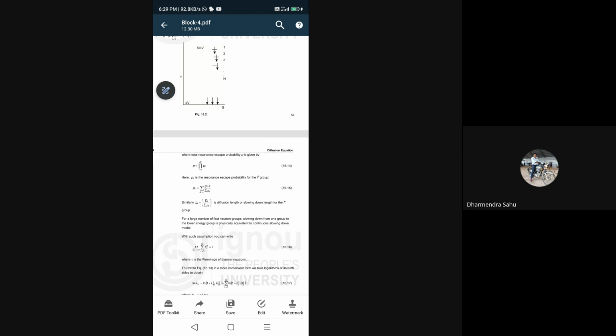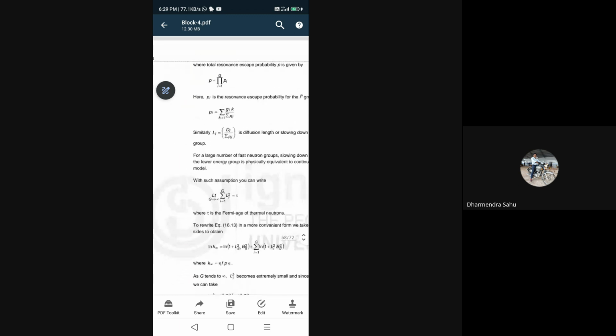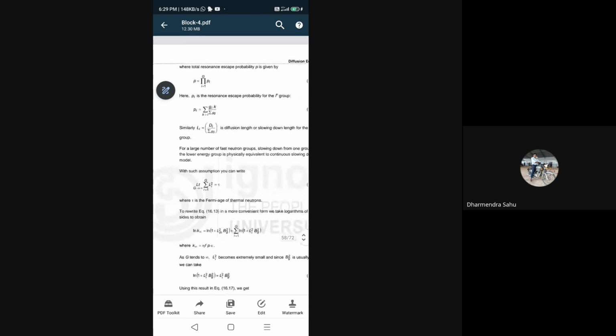For a large number of fast neutron groups, slowing down from one group to the lower energy group is physically equivalent to the continuous slowing down model. With such an assumption, you can write the limit as G tends to infinity of the summation i equals 1 to G of Li square is equal to tau, where tau is the Fermi age of thermal neutrons.